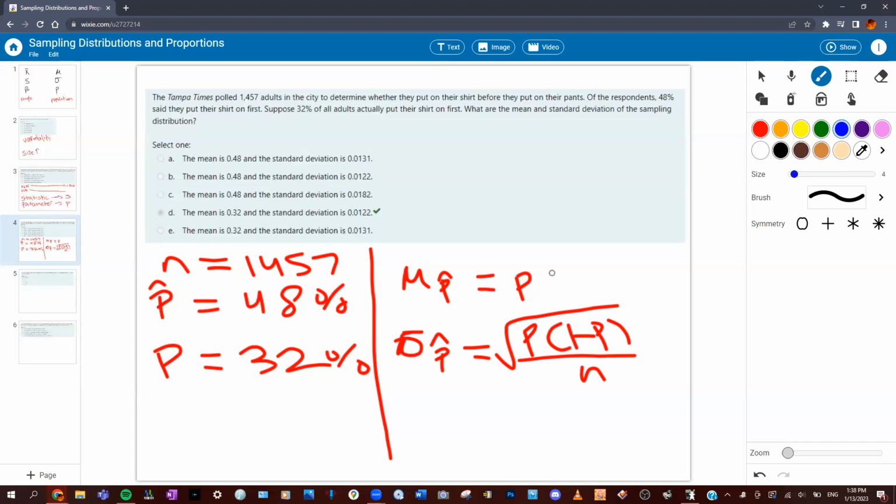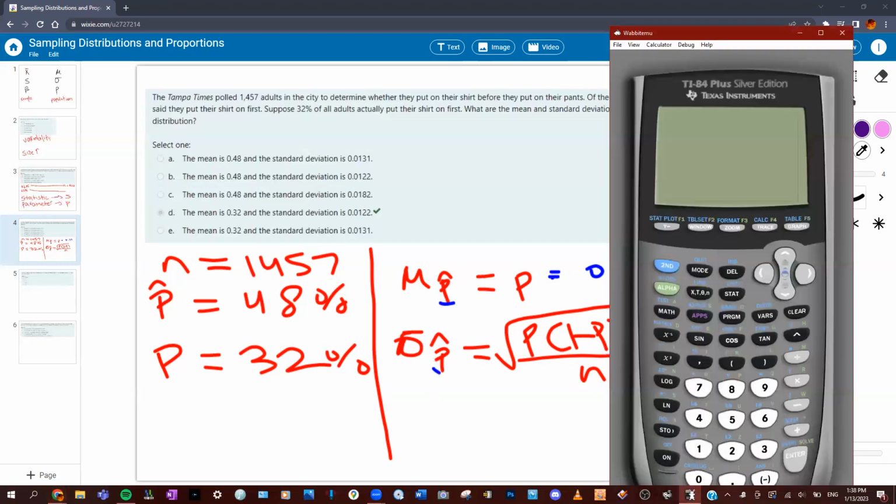Luckily, to just find the mean, we just have to use 32%, but let's make that a decimal. That would be our mean for the sampling distribution. And when it says that, that means we're doing this, like I said, for the p-hat. Now we have to find the standard deviation.